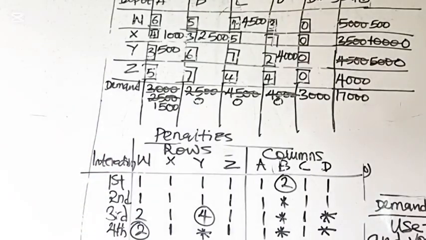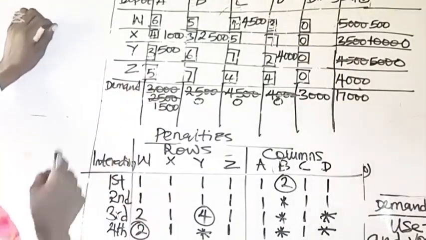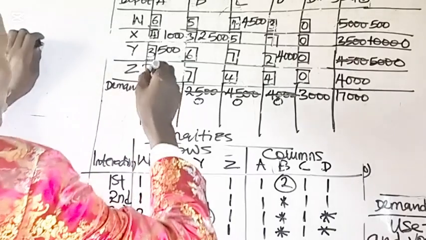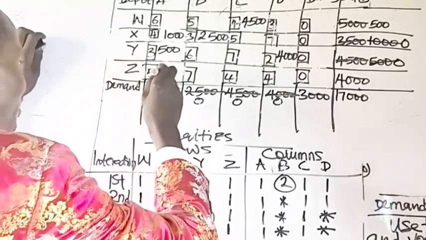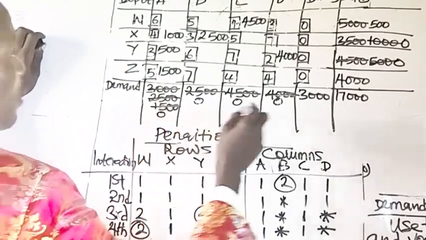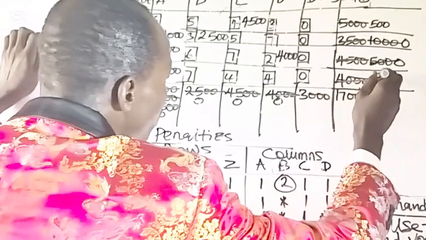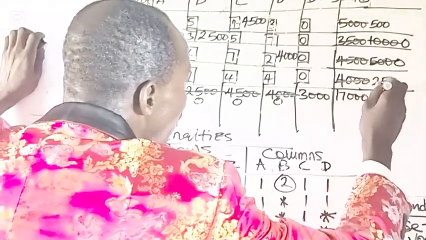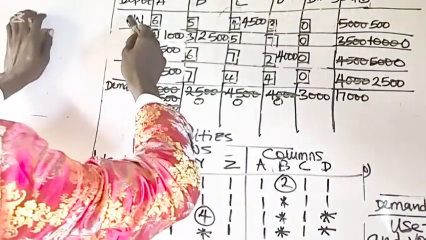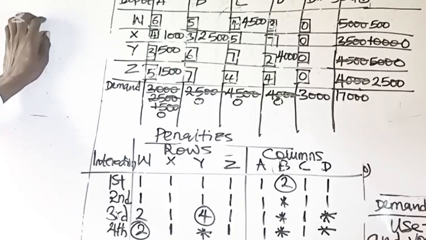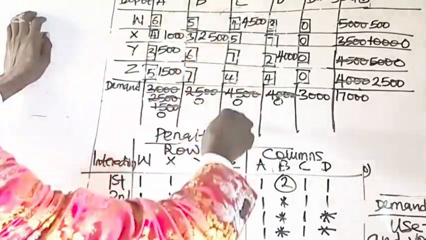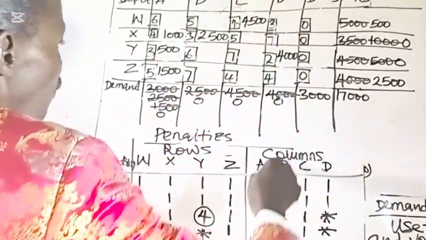Then the next least cost is 5. And you still have 4,000 in that row. So you can give the 1,500 to this. If 1,500 goes out of 1,500, then you'll be left with 0. 1,500 goes out of 4,000, then you'll be left with 2,500. You've exhausted what you have in this column. Then this one too has finished. This column too has finished.